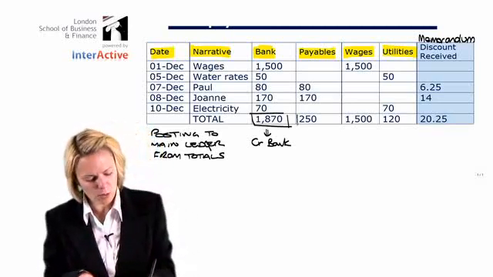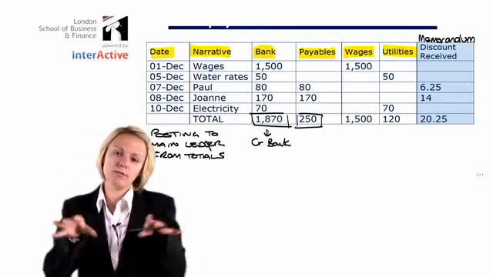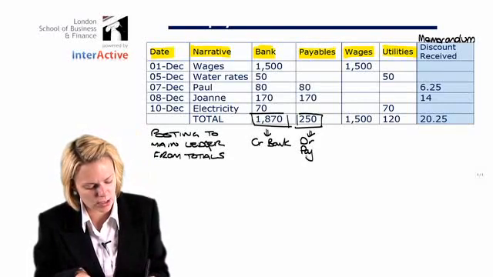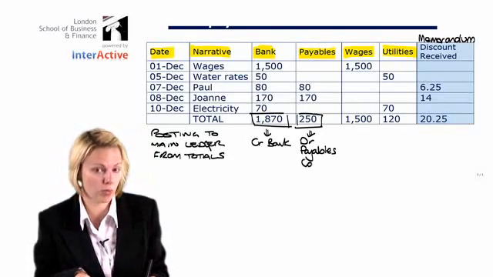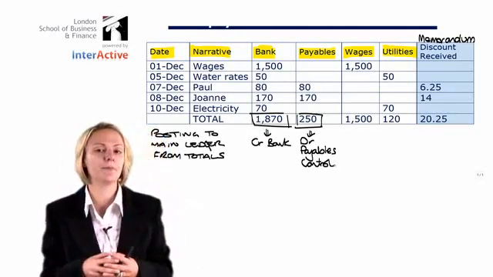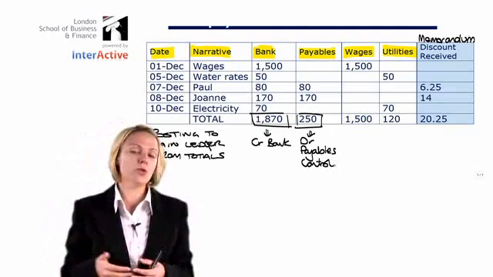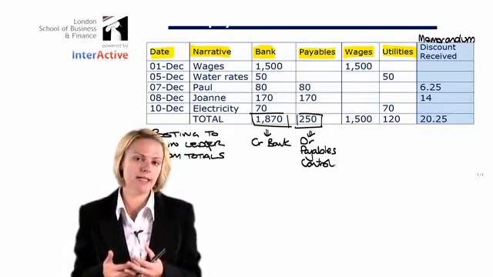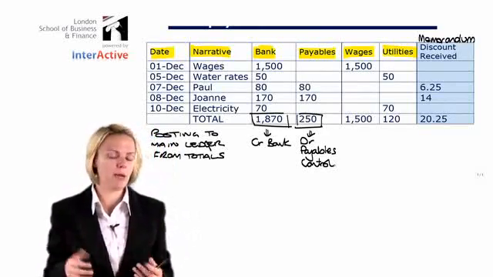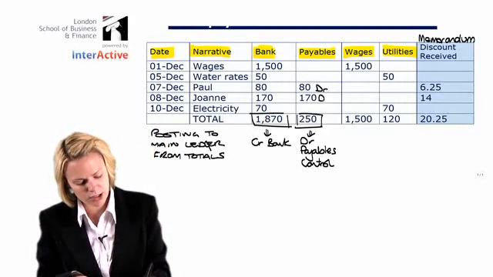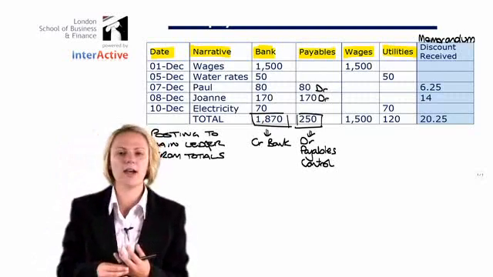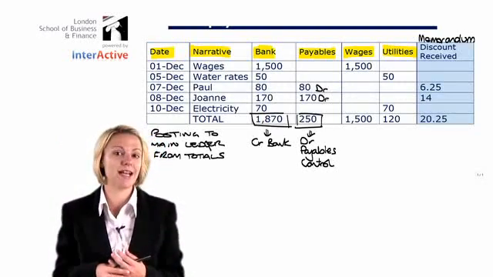Payables. Well, if we're paying our payables, we're reducing our liability of payables. So we're going to debit and reduce payables control. Remember, the posting of the totals goes to the control account in the main ledger. But don't forget that we've also got to post individual debits to reduce each individual supplier's account in the subsidiary payables ledger. So I'm going to do little debits next to supplier Paul and Joanne so we know to reduce the liability in their individual accounts as well.